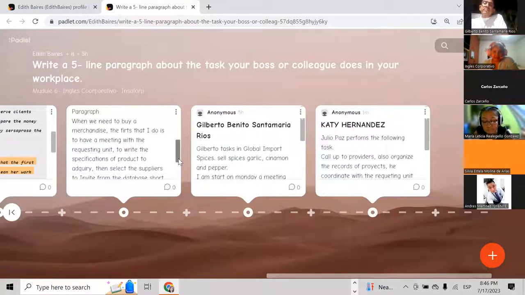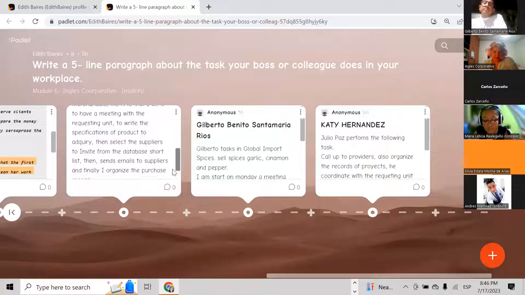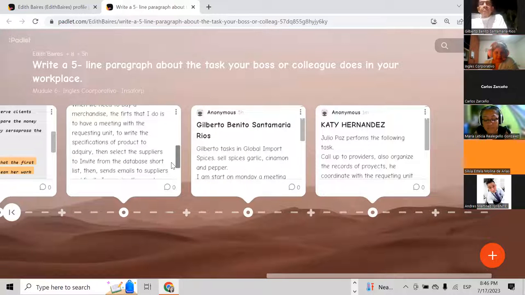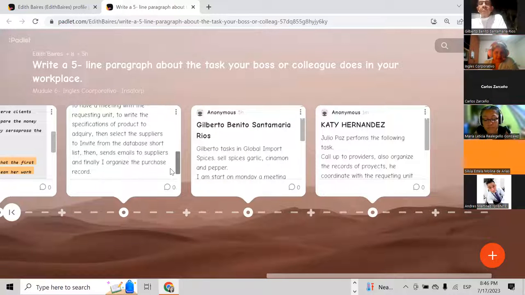When we need to buy a merchandise, the first thing that we do is have a meeting with the requesting unit to write the specification of the product to acquire. Here it would be with E, not with Y, okay? Then select the suppliers to invite from the database, shortlist, then send email to the suppliers. And finally, I organize the purchase record. Okay, very good.